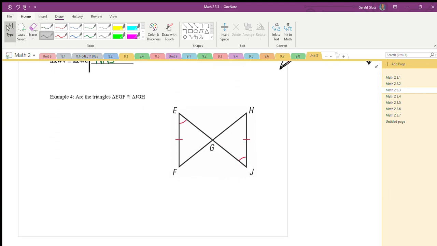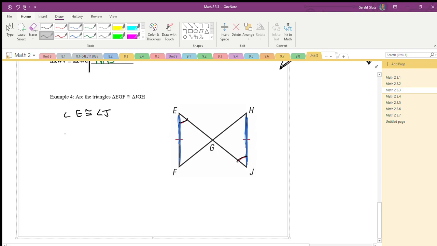And then finally, example 4, are the triangles congruent? Well, we know that angle E and angle J are congruent. EF and JH are congruent. So again, I know that E and J match up together, so that's why I put E first and J first.